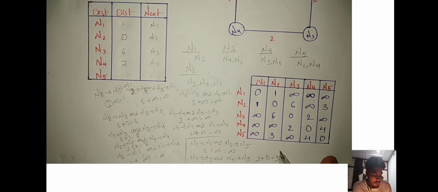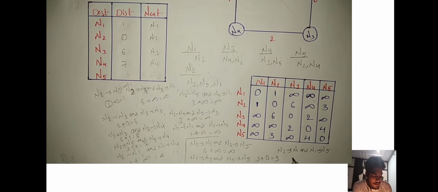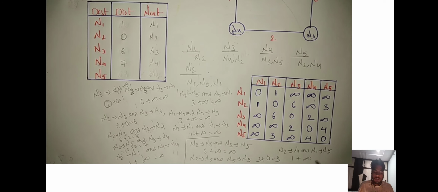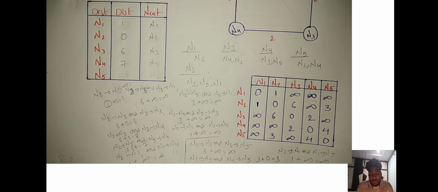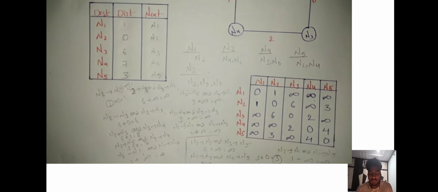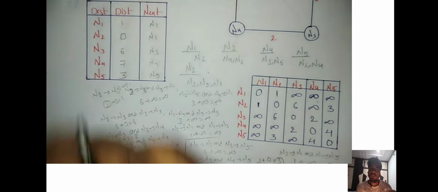The last path is n2 to n1 and n1 to n5. What's the distance here? 1. Plus what's the distance here? Infinity, because there is no direct link between n1 and n5. Equal to infinity. Out of these three, this is the smallest one. So we'll take this. So this is the new routing table of n2.